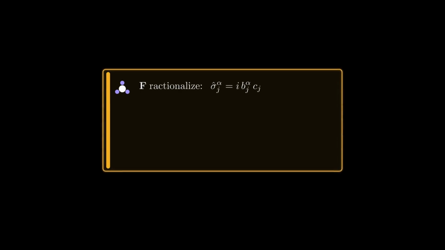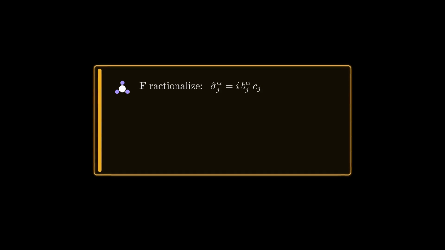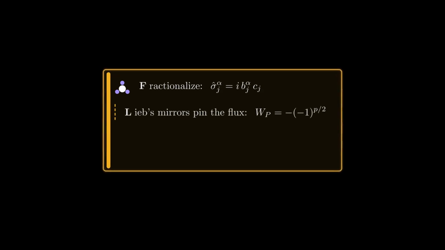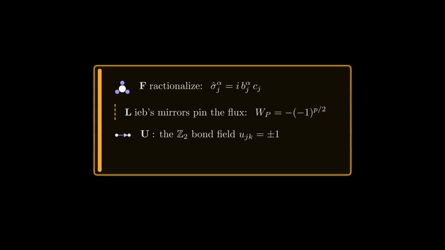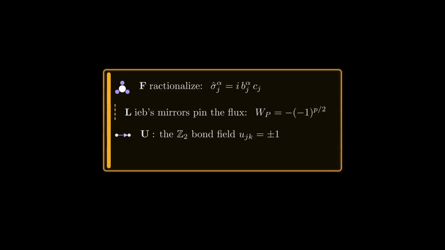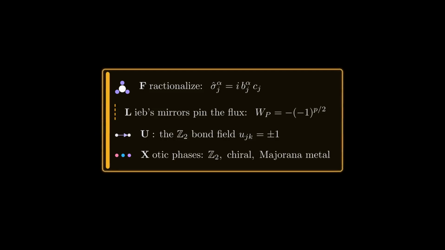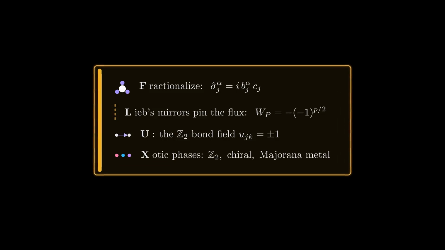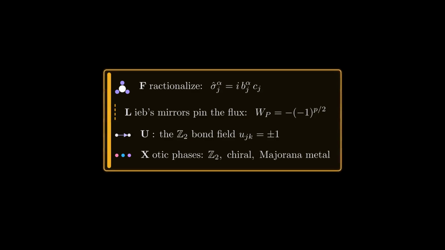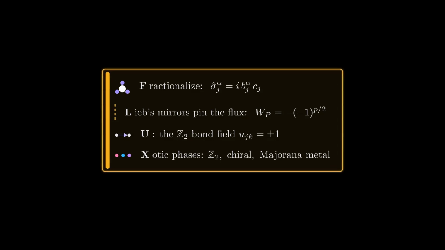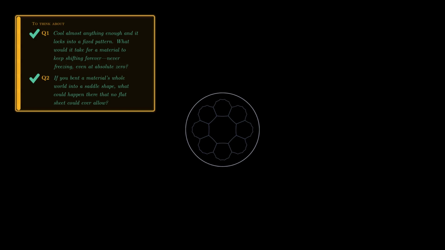The F is for fractionalize. You split every spin into pieces. The L is for Lieb's mirrors, which pin the flux. The U is those frozen U's, the field the pieces move through. And the X is for the exotic phases that fall out, the tame liquid, the wild one, and the metal that flat space forbids. Both questions on our board answered.